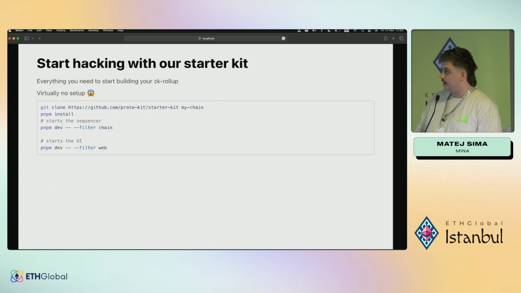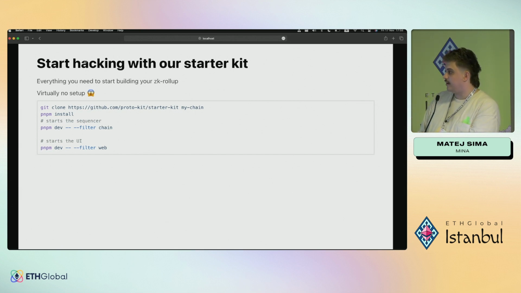So if you want to start hacking on Mina and you want to build your own zk rollup, all you have to do is clone our starter kit, install the dependencies, and start a sequencer that will start the example runtimes packaged into the starter kit. Plus, you will also have to start a UI and get building.